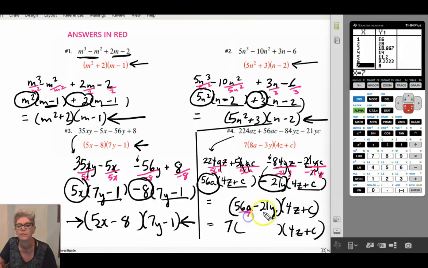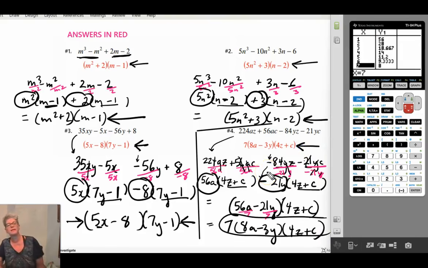And what are you left with? Well, what do you get when you divide each term by 7? And 56 divided by 7 is 8. And of course, you have an a left over. Then minus 21 divided by 7 is minus 3, and we have a y. And so that will be the answer, and it matches the answer that they have written there in red.